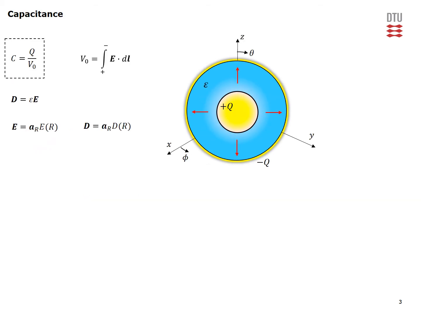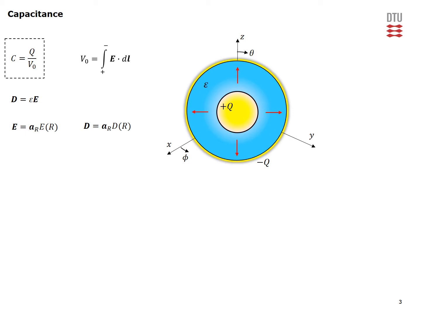So we now proceed with getting the capacitance of our spherical capacitor, which is also included in the figure on this slide, and this is the general expression for the capacitance, where V0 is of course the potential difference or voltage between the positively charged conductor and the negatively charged conductor. This is the form of the electric field intensity, and this is the form of the electric flux density, and these fields are also illustrated by these red vectors in our dielectric material.